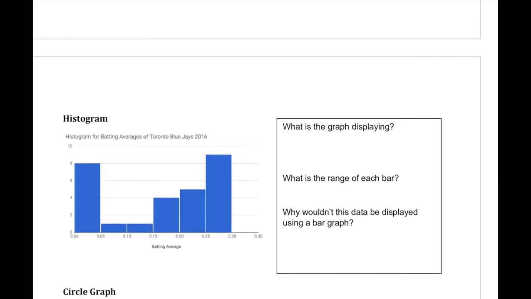Moving on to histograms. So again, what is the graph displaying? So this is looking at the batting average and the number of players on the Toronto Blue Jays in 2016 that fell within a certain range. So this is the number of players whose batting average falls in a certain range.